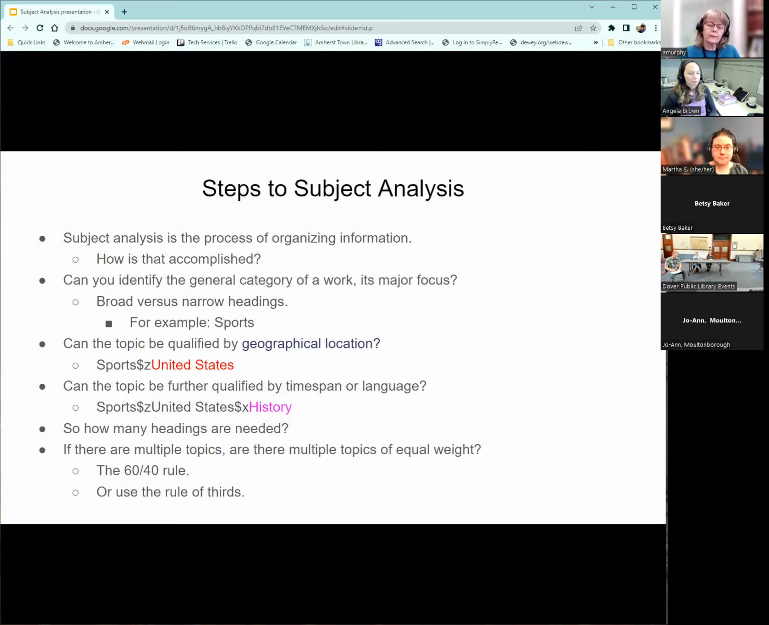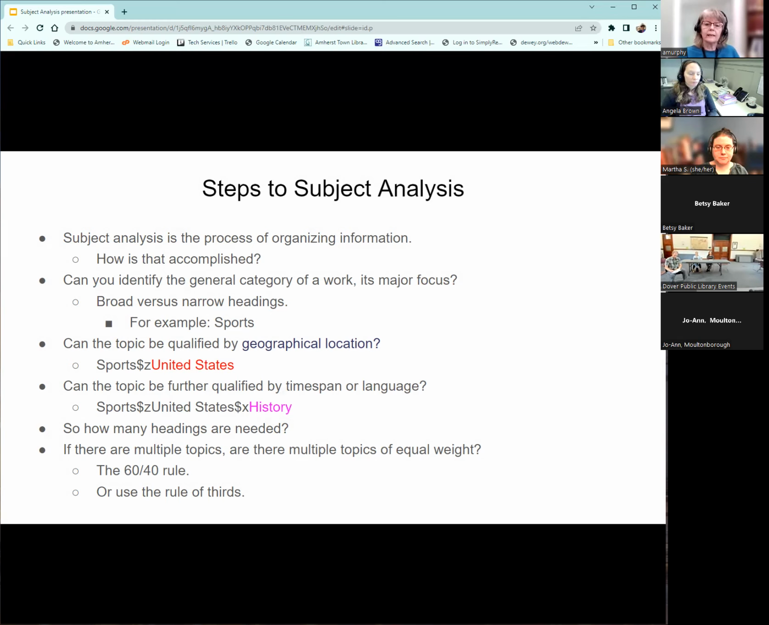And can the topic be further qualified by a time span or a language, for example? In our previous example, the work also included a time span, when the fuller title became 200 Years of Sports in America, which is 200 years of history. So you have Sports, United States, History. So there you can have one broad heading, including all three of those concepts. And it sort of narrows and helps explain the heading, but it doesn't have to be specifically a more narrow heading. It's a broad one.